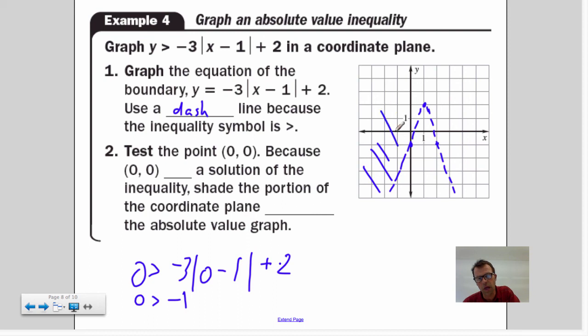And this is fun shading because I'm going to shade basically everything on the outside of the absolute value function. Is that right that I say that? And the inside stays blank. So this is a solution, and we'll shade the outside.